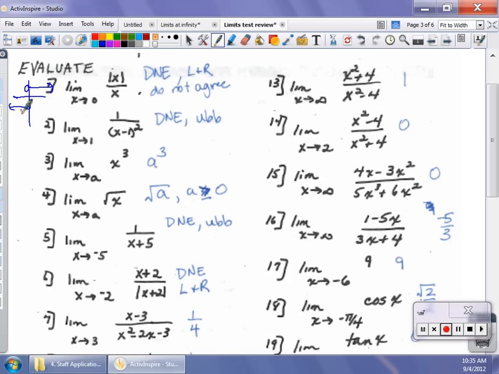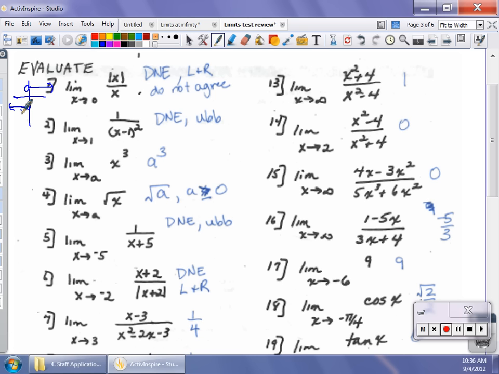In problem number 3, the limit as x approaches a. X cubed is a continuous function, so we can use direct substitution, and I substitute the a and get a cubed. Number 4, the square root of x is a continuous function for x greater than or equal to 0. If we assume that a is 0 or greater, and I even wrote that in, then the limit would be the square root of a, where a is greater than or equal to 0.